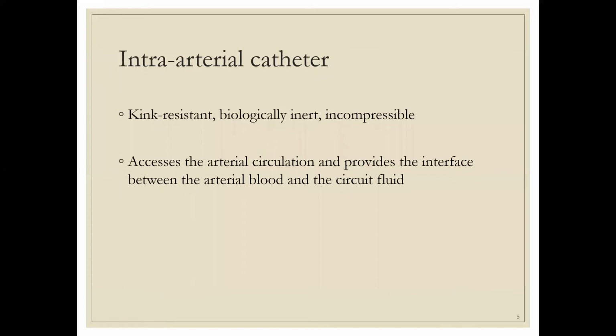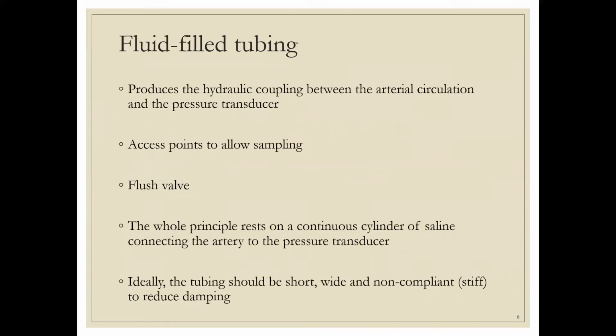So first, coming to the intra-arterial catheter, this catheter will provide us access to the arterial blood, and through this arterial blood we connect the fluid-filled transducer system. Now the characteristics of an ideal intra-arterial catheter are that it should be kink resistant, it should be made up of a biologically inert material, and it should be incompressible. Similarly, the fluid-filled tubing should be made up of a stiff, non-compliant material. It should be short and wide.